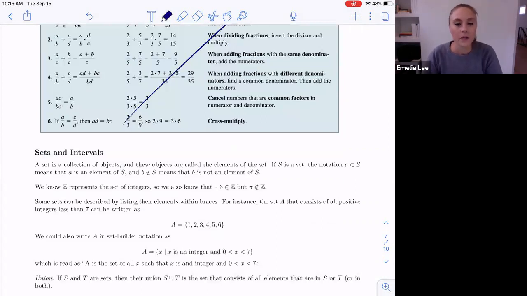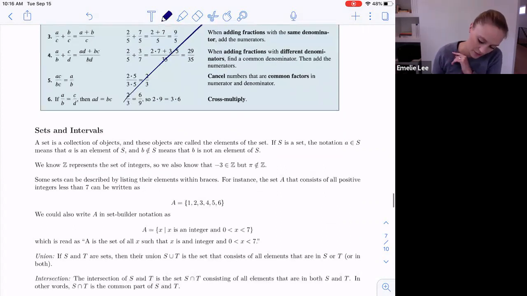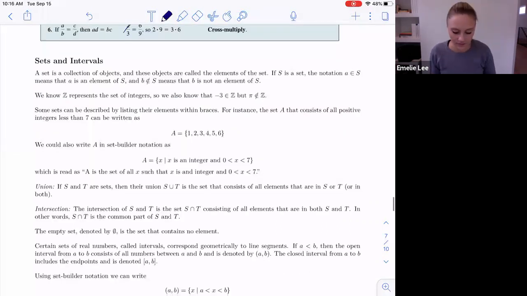So those are the rules for just dealing with fractions, right? And we'll get really good at dealing with fractions, so don't worry. Or I guess I should say you need to be really good at dealing with fractions. So let's talk about sets and intervals.